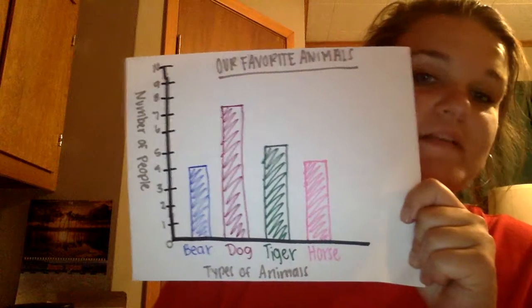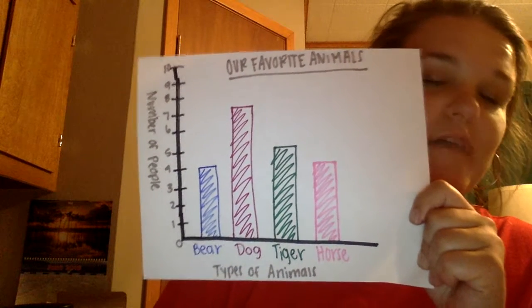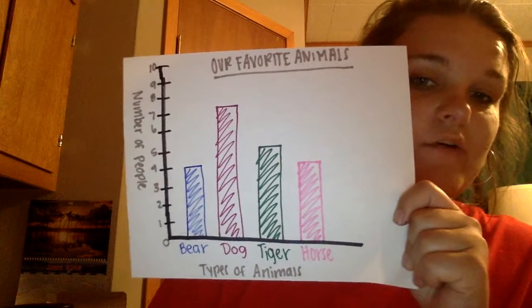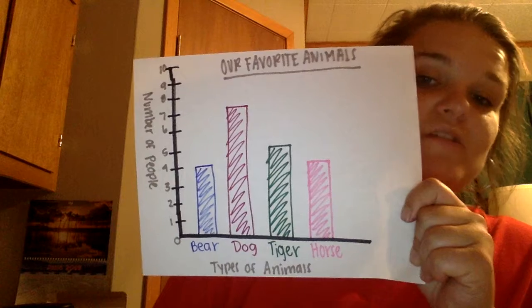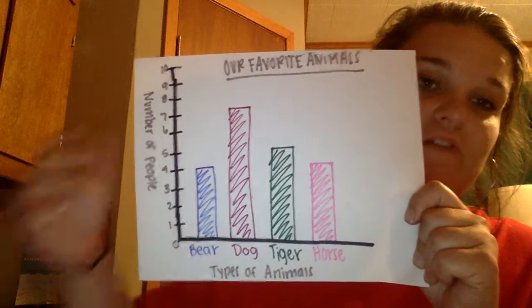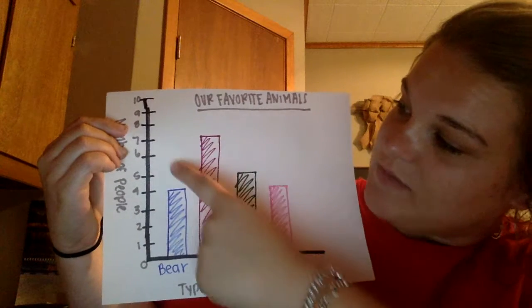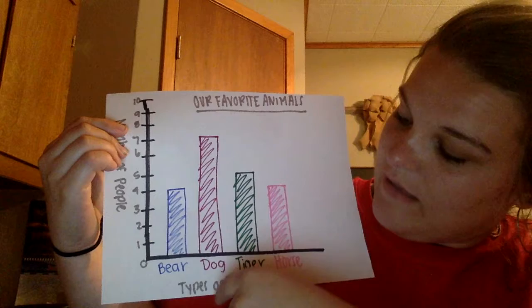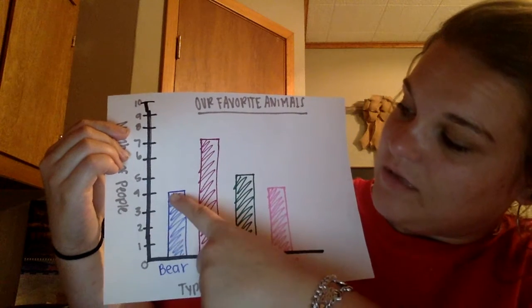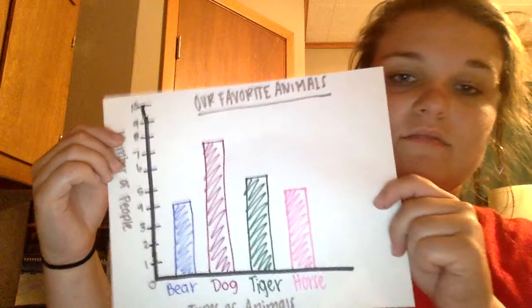Now, which animal is the least favorite? Or the smallest amount of people say it is their favorite animal? Good job, a bear, because only 2 people say bears are their favorite animal. So you go up to dog, you get 8 people, or 7 people. And then the bear, only 4 people say it's their favorite. So it's the least amount. Good job.